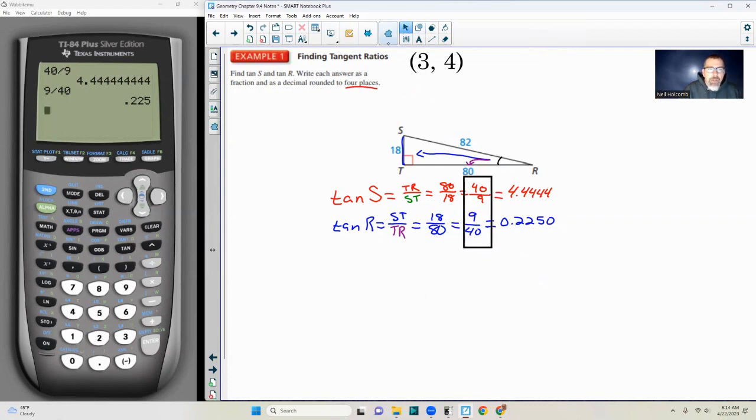Right there. Okay, the tangent of one acute angle is just the reciprocal of the tangent of the other. So if you find tan S, tan R is its reciprocal. If you find tan R, tangent of S is the reciprocal. Okay, so there's finding the tangent.